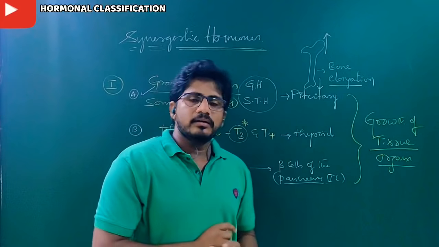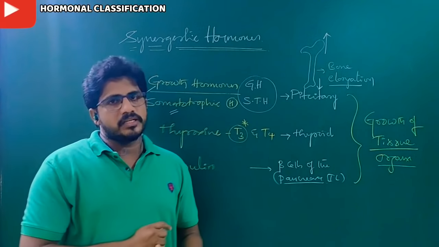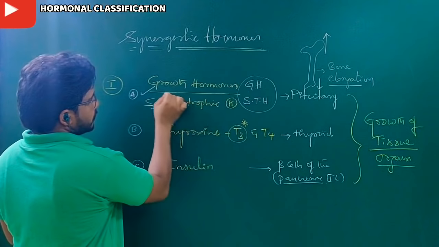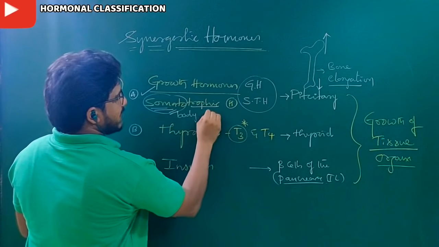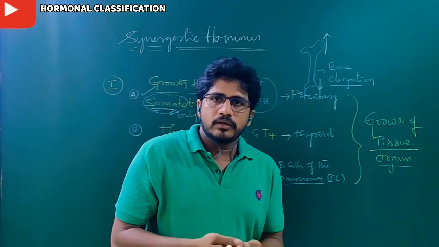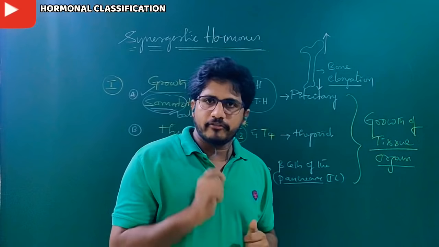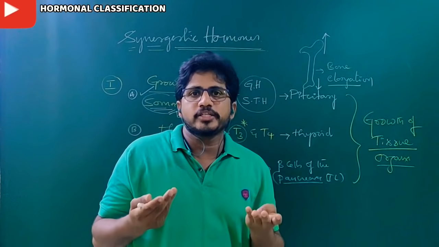Apart from bone, skeletal tissue and muscular tissue also grow because of the somatotrophic hormone. Somato means body. Trophic means activating. So it is the hormone which activates body growth. No part is an exception, but majorly it helps in the elongation of bone. When bone is growing, ultimately the body is growing.